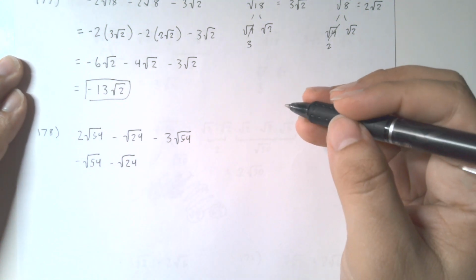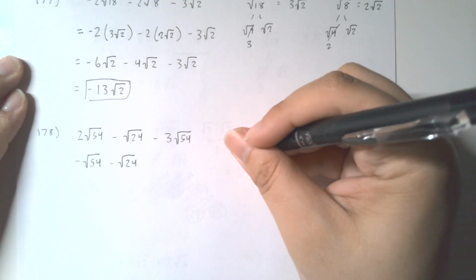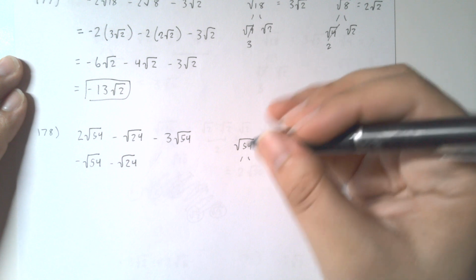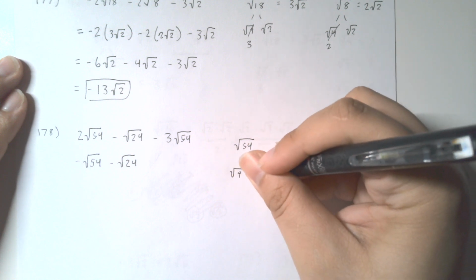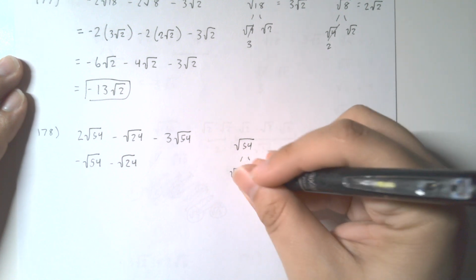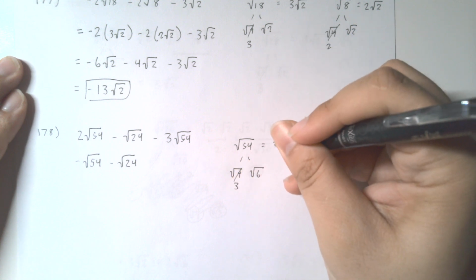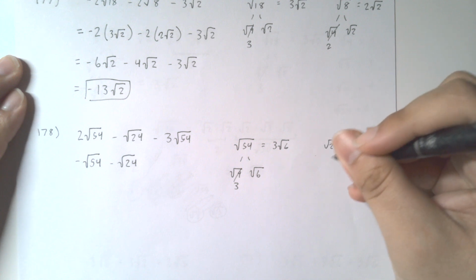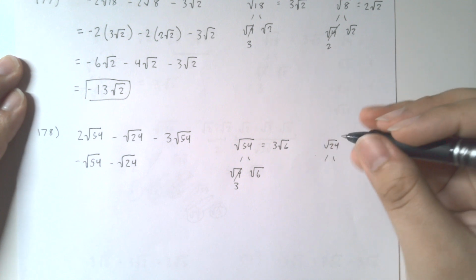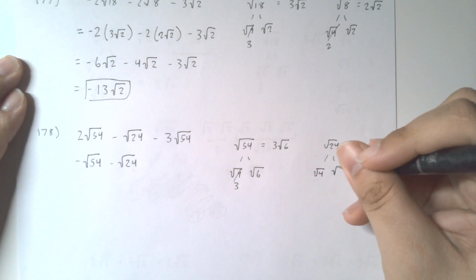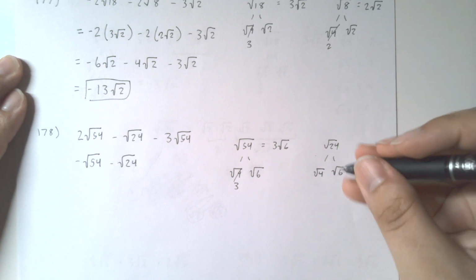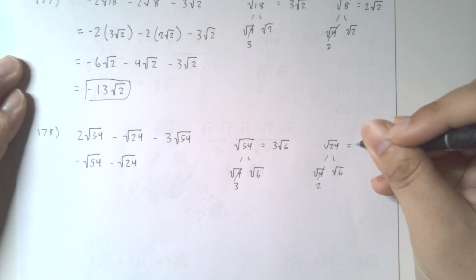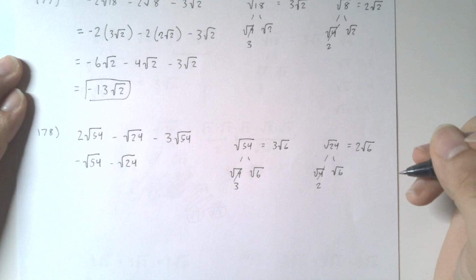And now let's just break up square root of 54 and square root of 24. So the biggest perfect square that 54 is divisible by is 9. And so our other number is 6. Well, square root of 9 is 3. So this is 3 square root of 6. And for the square root of 24, the biggest perfect square we can divide by is 4. So we have square root of 4 and square root of 6. And square root of 4 is 2. So this is 2 square root of 6.